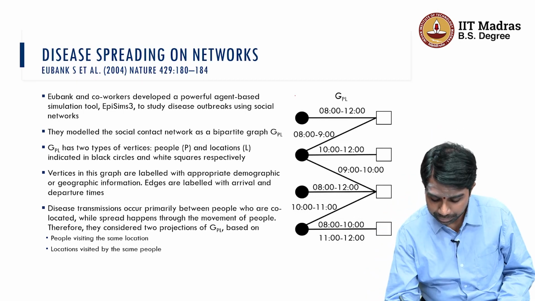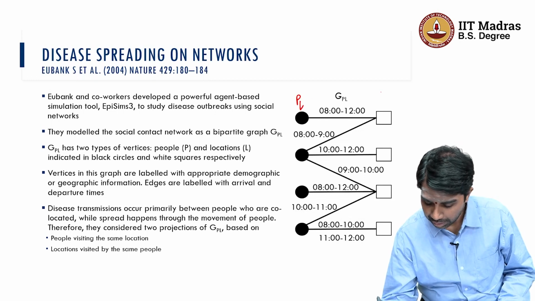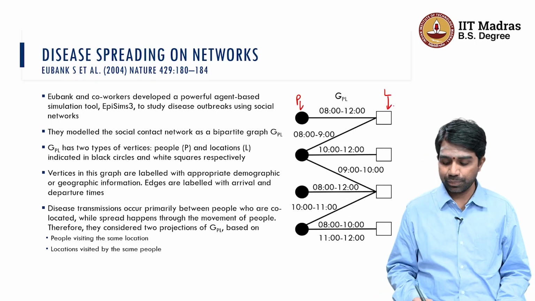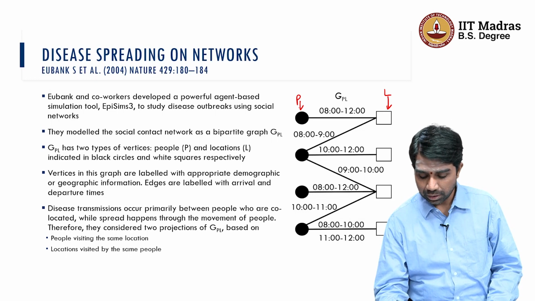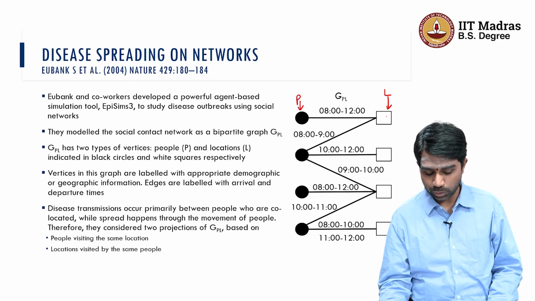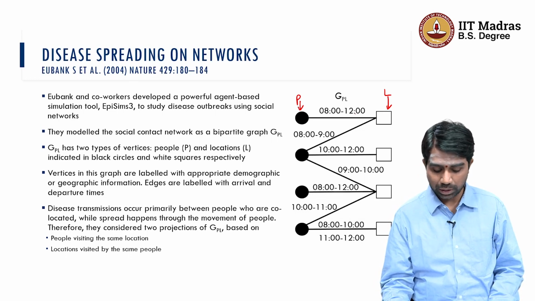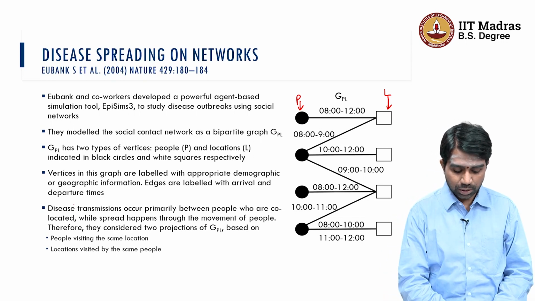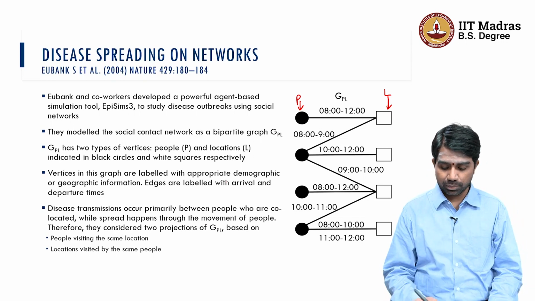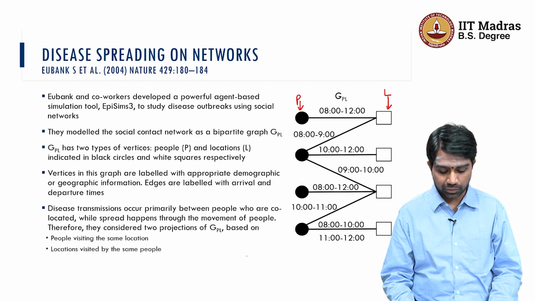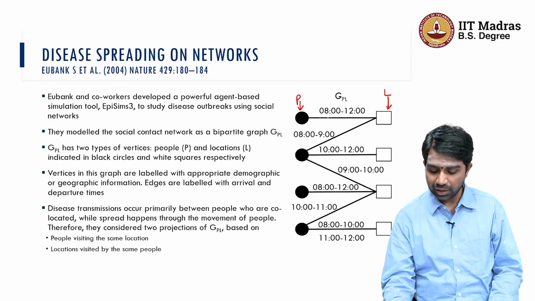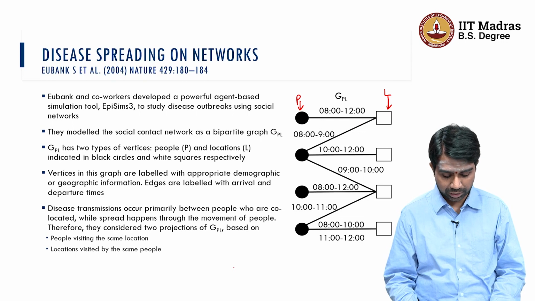These are the people, and these are the locations. So this tells you that person 1 was in location 1 from 8 AM to 12 noon. Right? So vertices in this graph are labeled with either the demographic or geographic information, and for example here we have arrival and departure times.